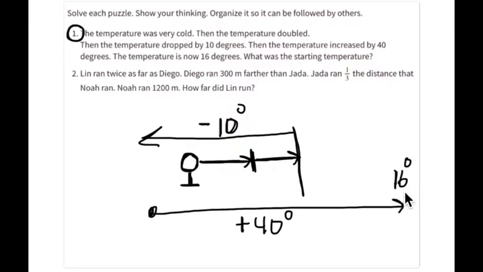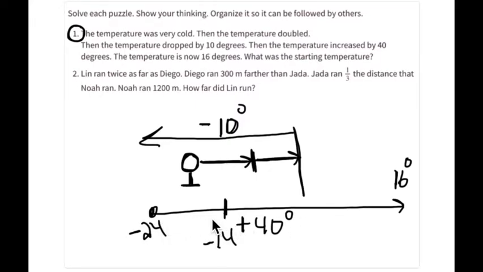So now I can retrace my steps, and I can get back to this point right here, because if I added 40 degrees to get to 16 degrees, I just subtract that 40 degrees. So what's this temperature right here? It is 16 degrees minus 40 degrees, or plus a negative 40 degrees. And this is now negative 24 degrees. So how did I get here? Well, I added a negative 10 degrees to get to here. So now if I just add that 10 degrees back, so now I'm going to add a positive 10 degrees to get back to this point right here.